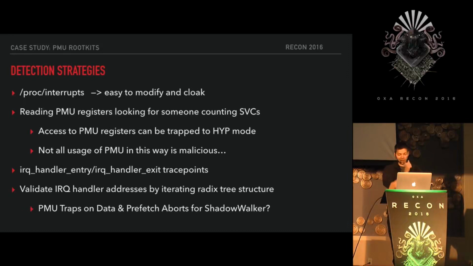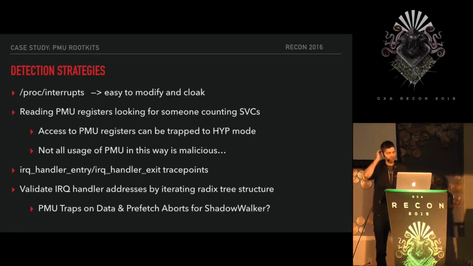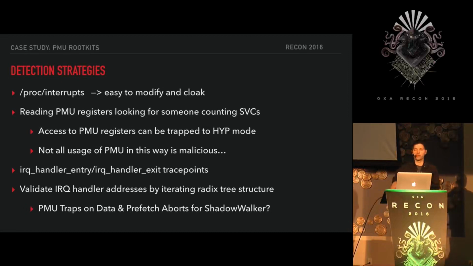I guess more generically, just identifying an increase in interrupts is probably your best bet. There are trace points in the Linux kernel that you can't really avoid, or that we couldn't avoid. And I suppose you could try to iterate. Linux has a radix tree that has all the interrupt handlers in it based on the IRQ number. So I suppose you could try to validate the addresses in there, that the handler is in, maybe, the static kernel image or something.